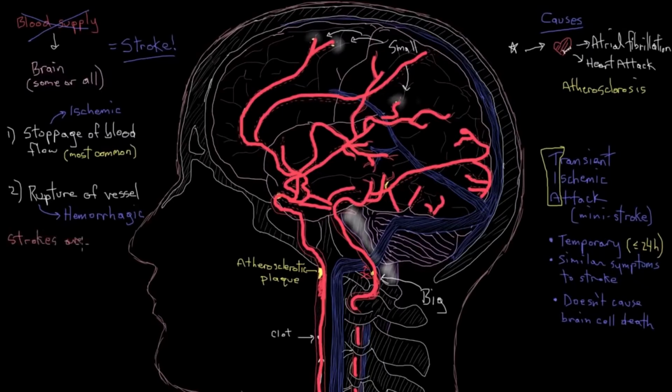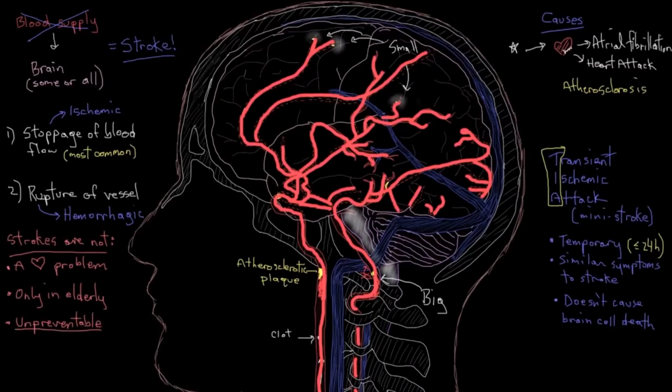There's another common misconception, that strokes only occur in the elderly. And while it's true that about 2/3 of strokes happen in the elderly, people older than 65, a pretty significant 1/3 also happen in people under 65. So it does happen in people of varying ages. Lastly, and probably the most important, strokes are not unpreventable. There's a lot of things you can do to reduce your risk of having a stroke, such as controlling any high blood pressure or stopping smoking.